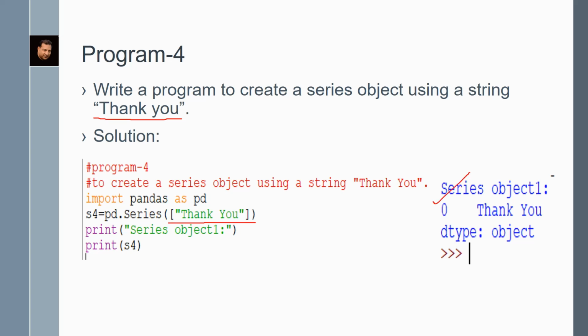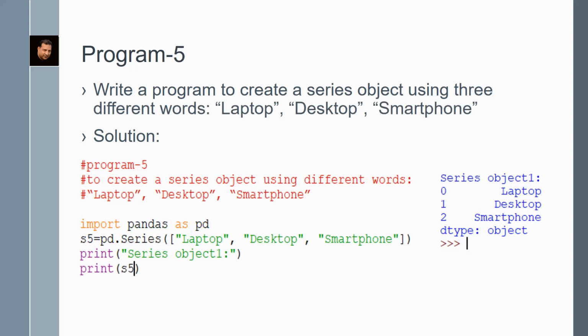Now if we want multiple characters, then we have program number 5. Write a program to create a series object using 3 different words: laptop, desktop, smartphone. So we have this line S5 is equal to pd.Series laptop, desktop, smartphone, and enclose this within double quotes. You will see this output.